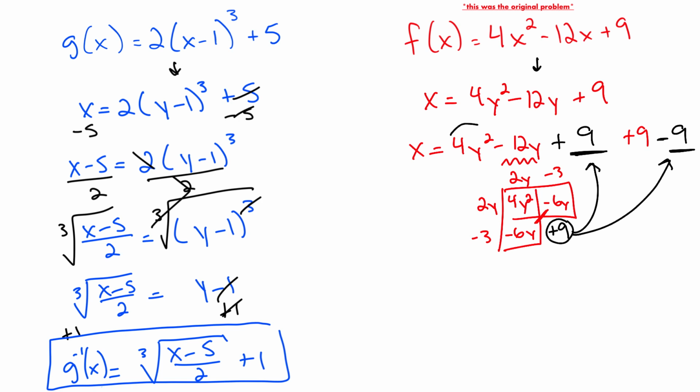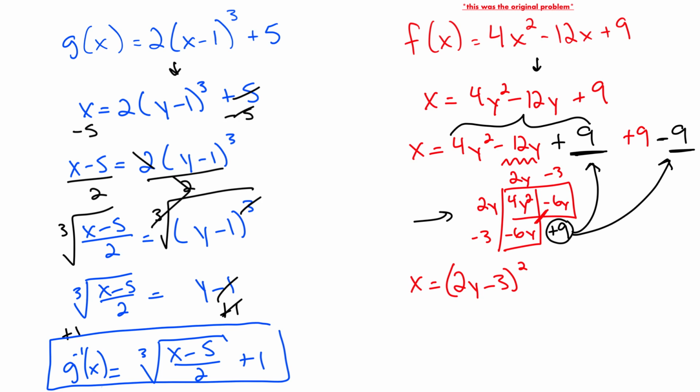These first three pieces, the 4y squared minus 12y plus 9, factor to give me 2y minus 3 times 2y minus 3, which is the quantity 2y minus 3 quantity squared. And in this problem, the two outside pieces happen to cancel with one another, so I'm not going to add or subtract anything on the outside.